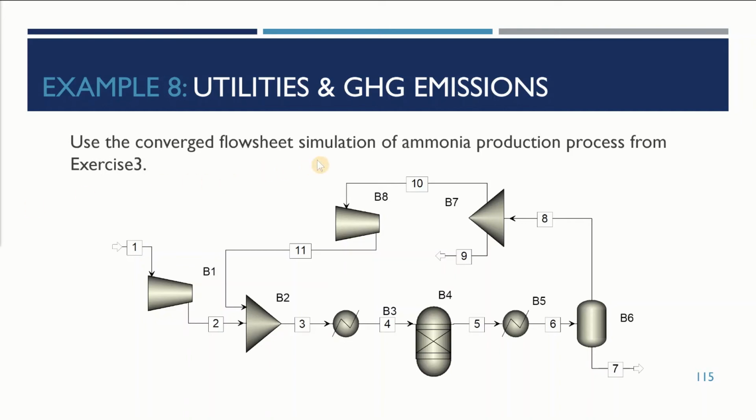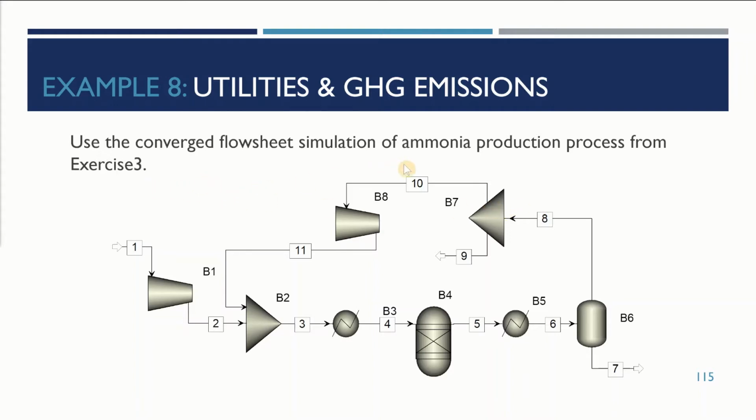This example will show you how to use the Utilities feature in ASPEN Plus to simulate the utilities requirements for each equipment that requires duty or power. To demonstrate how the utility features in ASPEN Plus work, we need a converged flowsheet simulation to perform this task. Here, we will use the successfully converged flowsheet simulation of the ammonia production process from exercise 3.